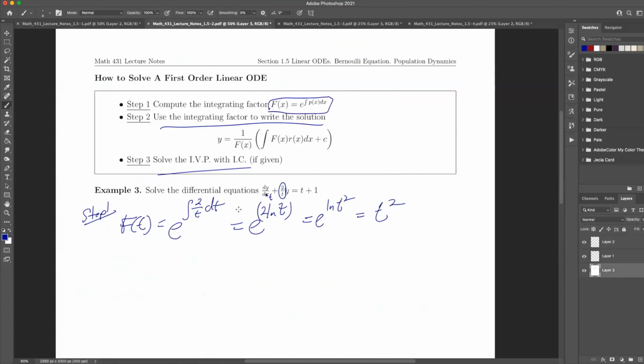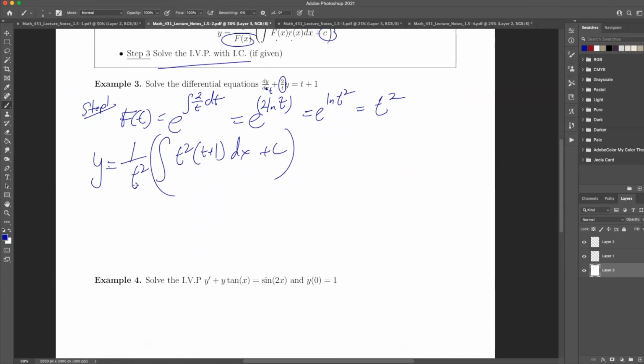So here, you just take what's right here and crunch it through. Then the next step is you write down the answer. Y equals 1 over f of t, in this case 1 over t squared, times the integral of t squared times r, and r is right here, so it'll be t plus 1, dt, plus c. Please, please, please understand that this plus c is multiplied by this function. This is very, very important.